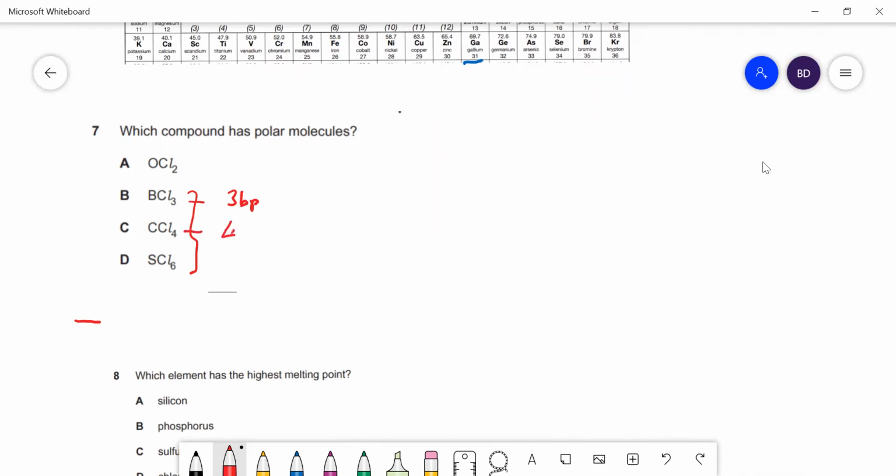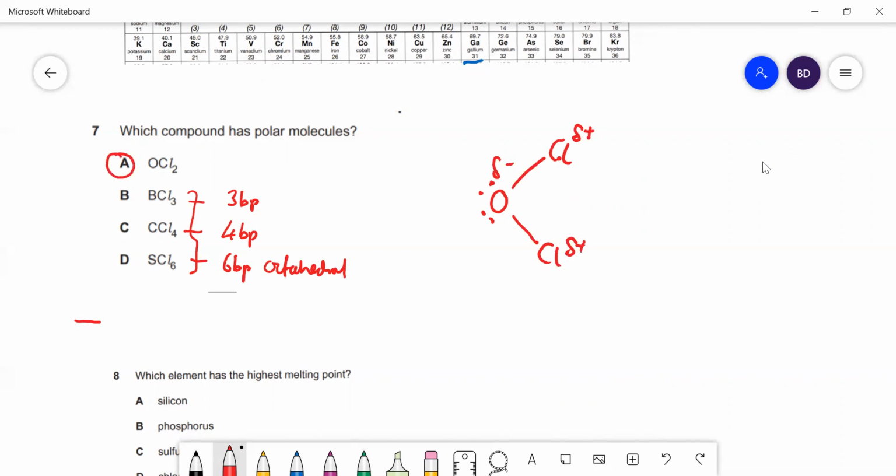Carbon, of course, that's going to be 4 bonding pairs, so that's going to be tetrahedral, that's symmetrical. This has got 6 bonding pairs, so that's going to be octahedral, symmetrical, no lone pairs. But if you look at OCl2, first of all, oxygen is more electronegative than chlorine, and oxygen always has 2 lone pairs and 2 bond pairs. So that's not going to be symmetrical, that's going to be a bent shape. Chlorine is less electronegative than oxygen, so that will be a polar molecule, we'll have a dipole. So A is our answer there.